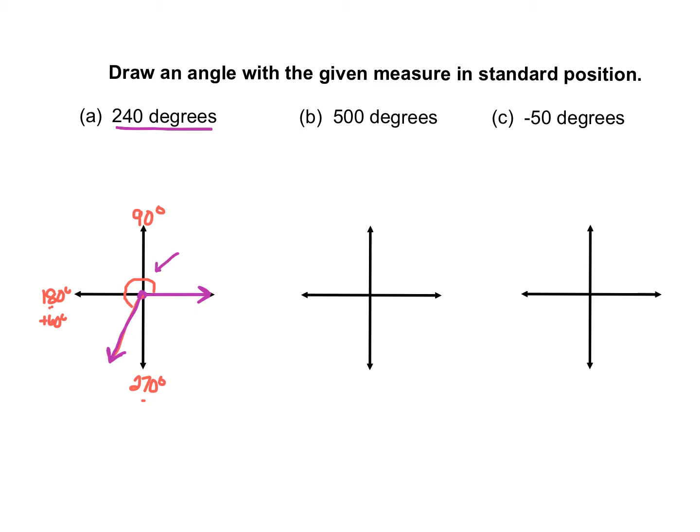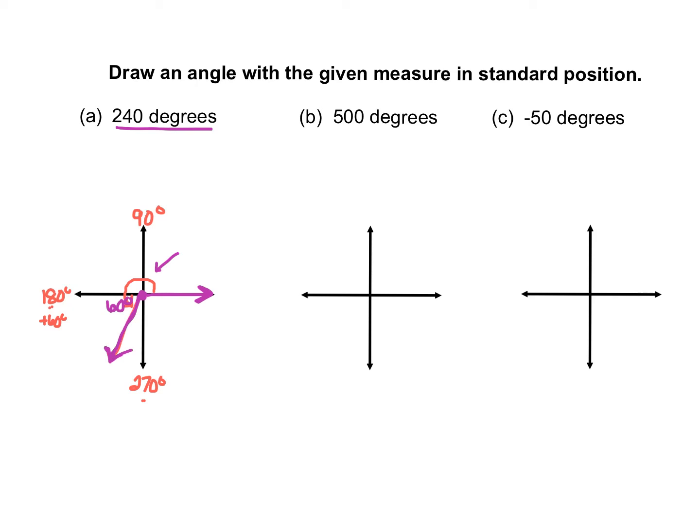Now you don't need this little loop-de-loop here. If you want to draw that, that's fine. But what I need to see is that you have your initial side along the x-axis, your vertex at 0, 0, and then here about 60 degrees past 180, I have my terminal side of my angle.